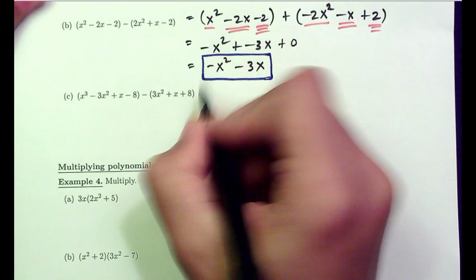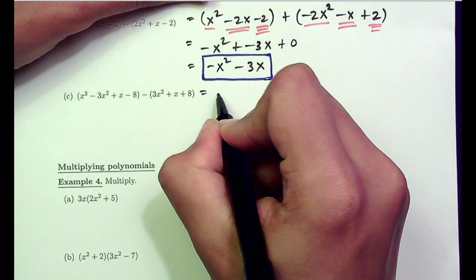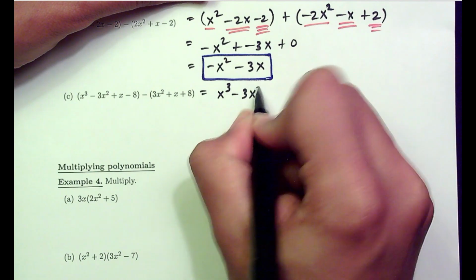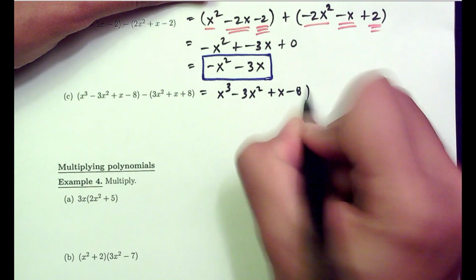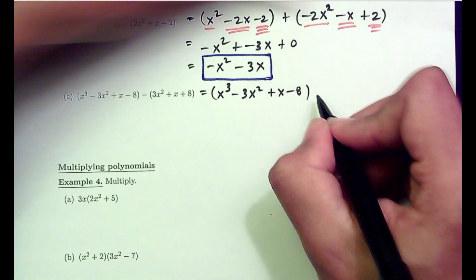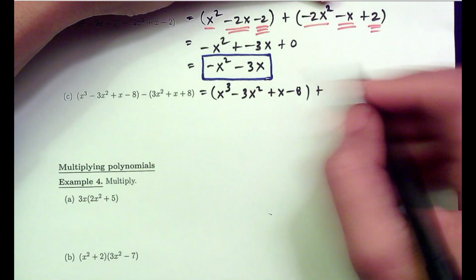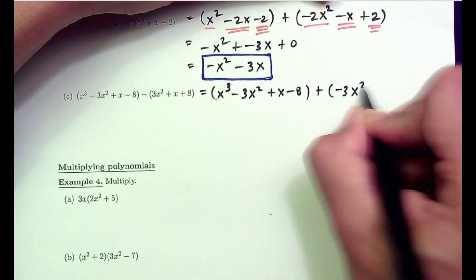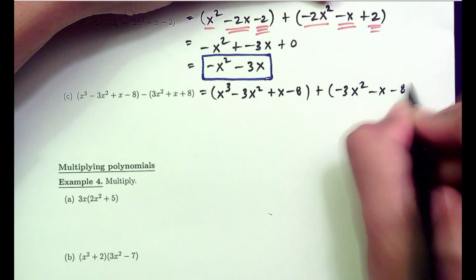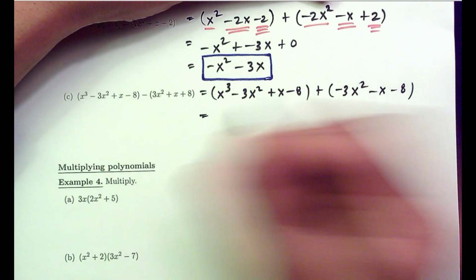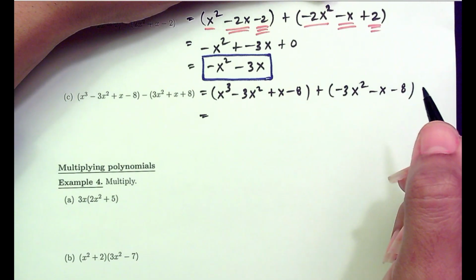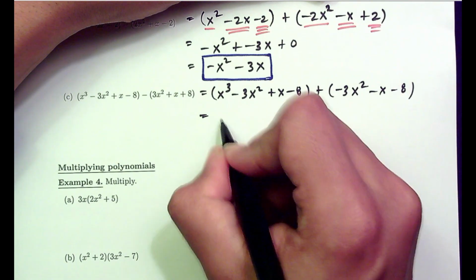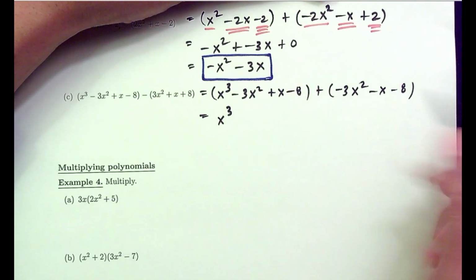Okay, now let's do it. I'm gonna leave the first one intact, and then I'm gonna change the minus to a plus, and I'm gonna change the sign of everything inside that parentheses. Minus 3x squared minus x minus 8. And then now let's combine like terms. X cubed, there's only this one, so it doesn't get combined with anything.